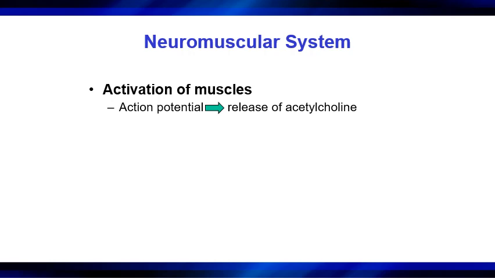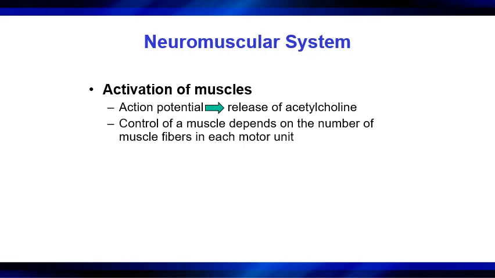Once a sufficient amount of acetylcholine is out, the action potential gets generated across the sarcolemma, the muscle cell membrane, and you'll get the fiber to contract. This is how the control of the muscle depends on the number of muscle fibers in each motor unit. In other words, in different muscles there's a different amount of motor units. We talked about a motor unit. If you remember, the motor unit is the motor nerve and the fibers that it innervates. So that action potential comes from the motor nerve. It innervates those muscle fibers.